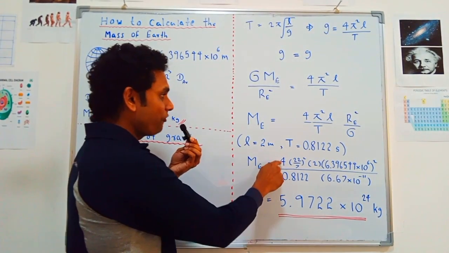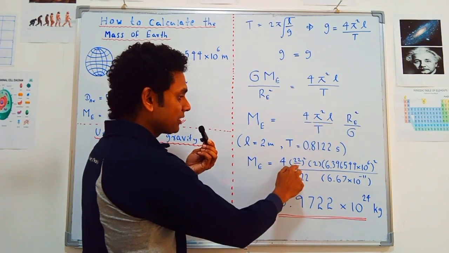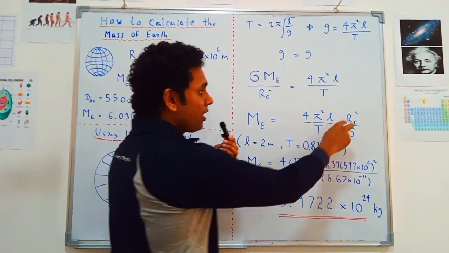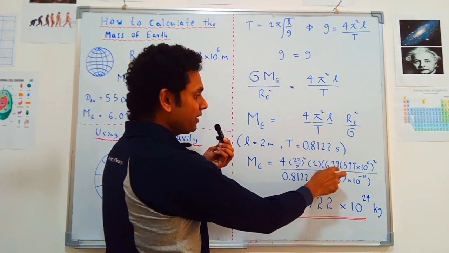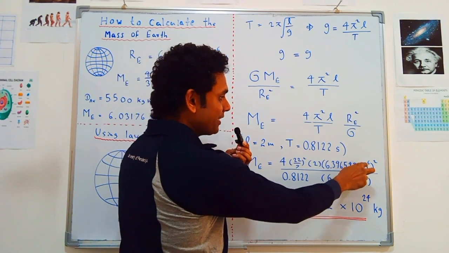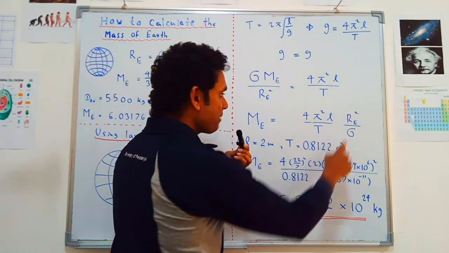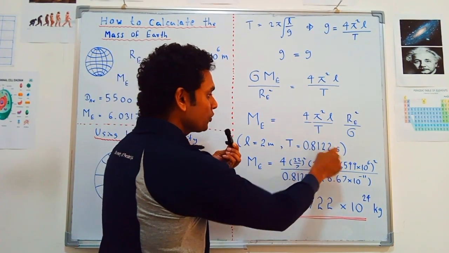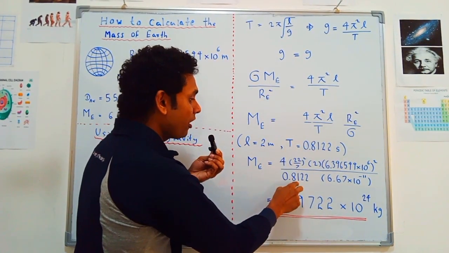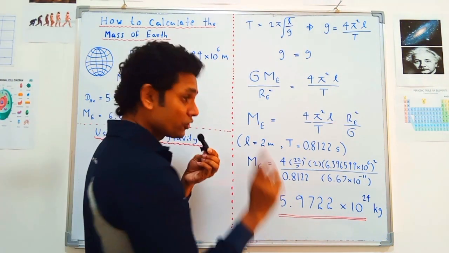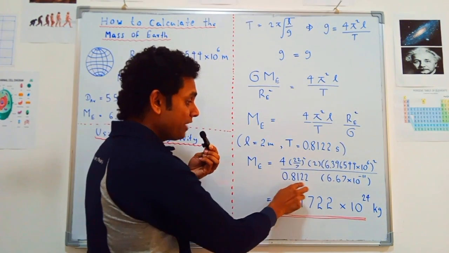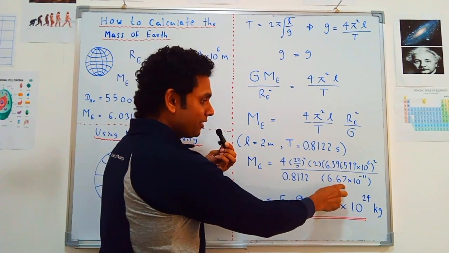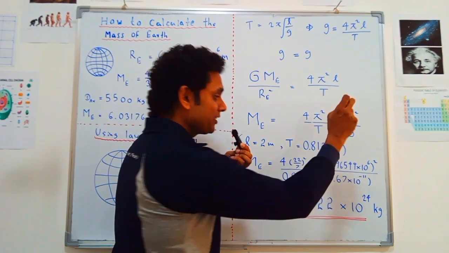Me is equal to 4 pi squared, with pi as 22 divided by 7, and 2 is the length of the simple pendulum. Re, the radius of Earth, is 6.396544 multiplied by 10 to the power 6, squared, divided by t squared. The periodic time is 0.8122 seconds, and the gravitational constant is 6.67 times 10 to the power minus 11.